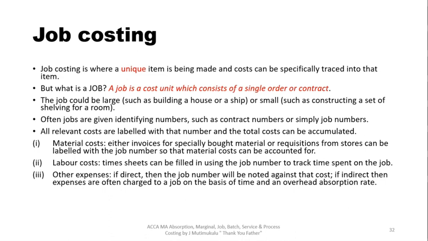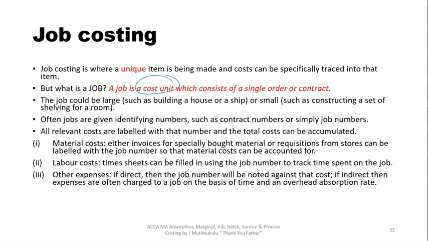So what is actually a job? A job is a cost unit which consists of a single order or contract. Remember we talked of this cost unit in previous videos, where we said that a cost unit is a unit of a product to which cost can be related or to which cost can be accumulated. So a job could be large, such as building a house or a ship, or small, such as constructing a set of shelving for a room.